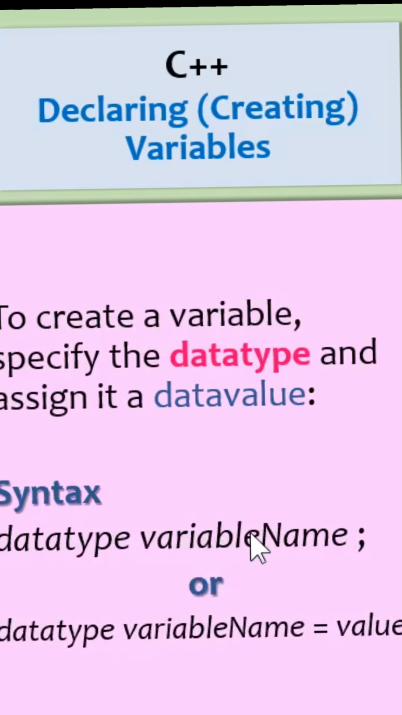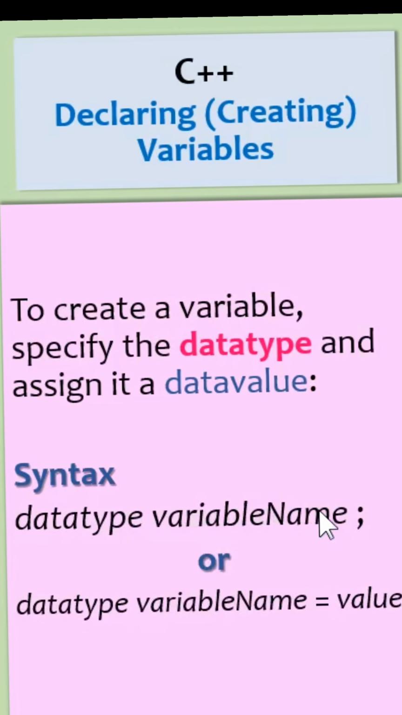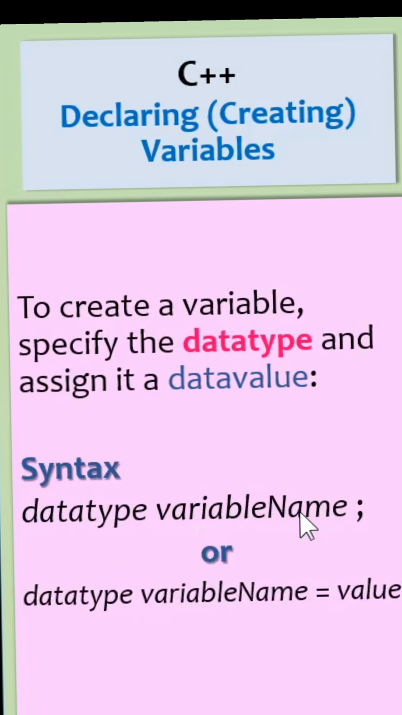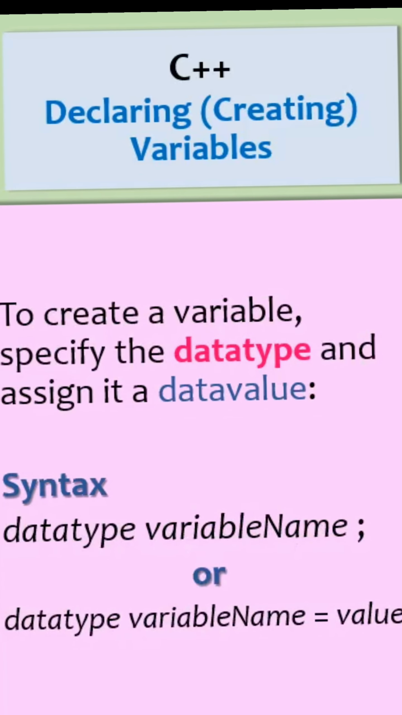And in the first case, where we are just declaring the variable, we can later in the program, according to requirement, anywhere in the program, assign a value to this variable. So this is the syntax for declaring or creating variables in C++ programs.